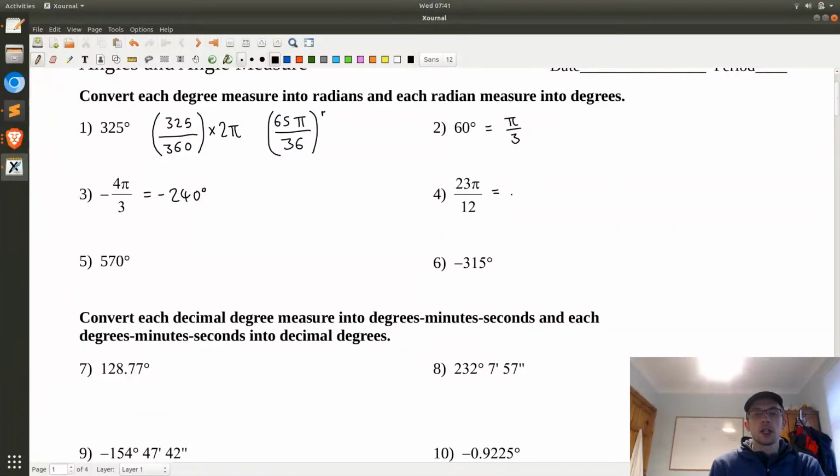If it said 24 pi over 12, that would be 360 degrees exactly. So we want to find what 1/12 of pi is in degrees. 180 degrees is pi, and 180 divided by 12 is 15. So it's 15 degrees less than 360 degrees. So that's 345.